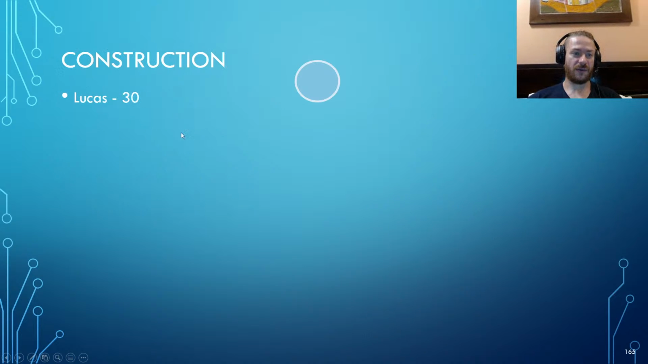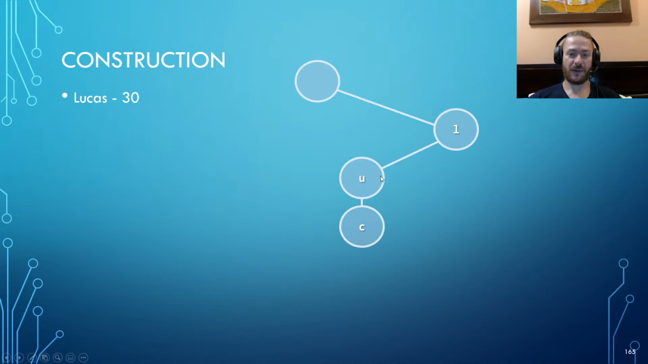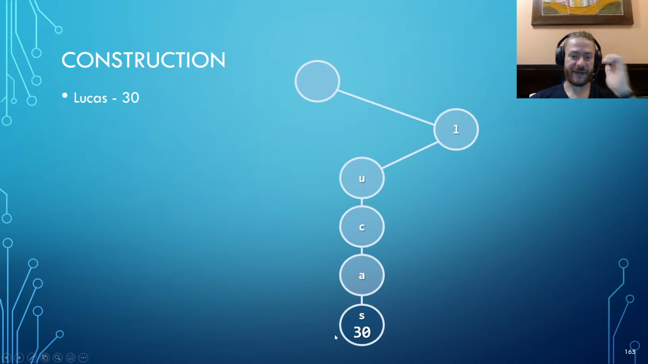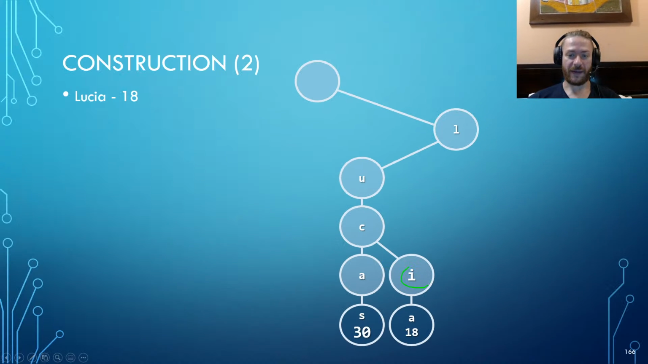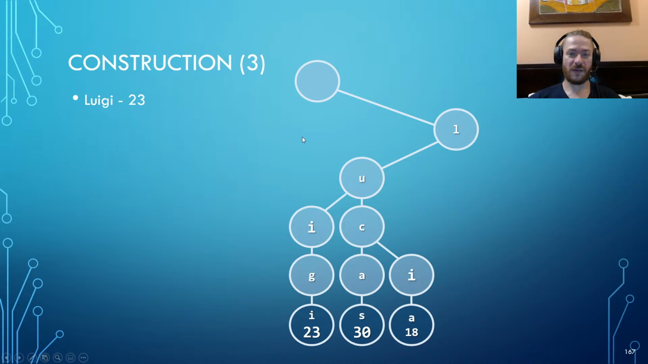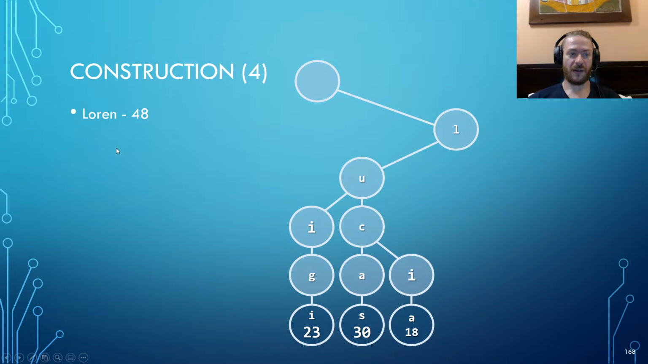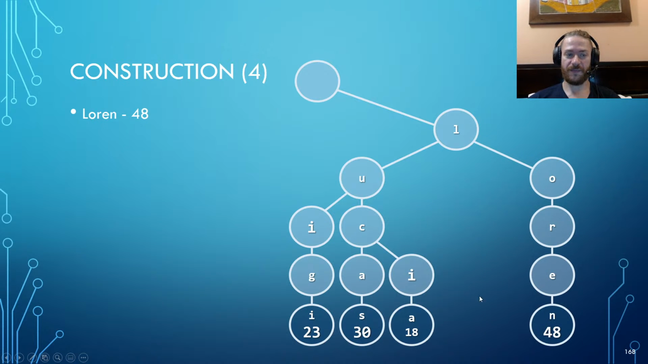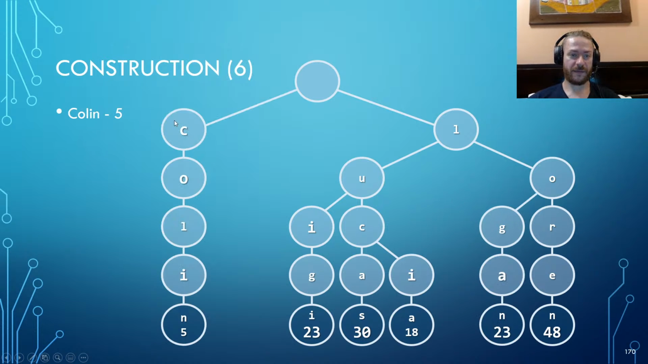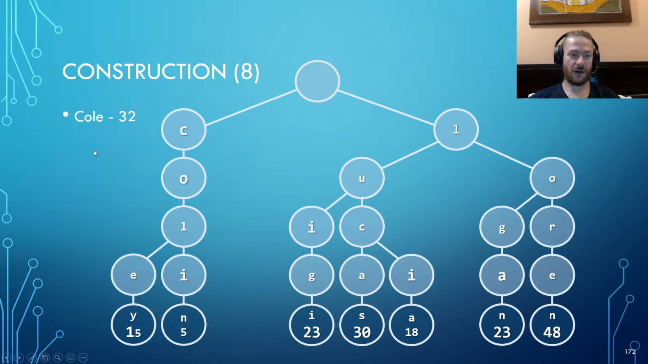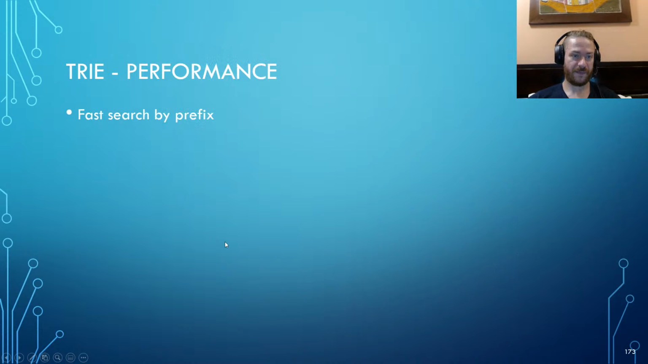So let's add Lucas with age 30. We add Lucas and store 30 at the terminal node. We add Lucia, age 18. So we add I and A and save the 18 here. Luigi 23, here it is. Warren 48, here it is. Wogan 23, here it is. Colin 5, here it is. Collie 15, here it is. Cole 32, here it is.